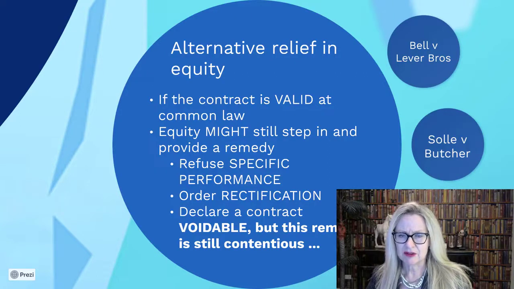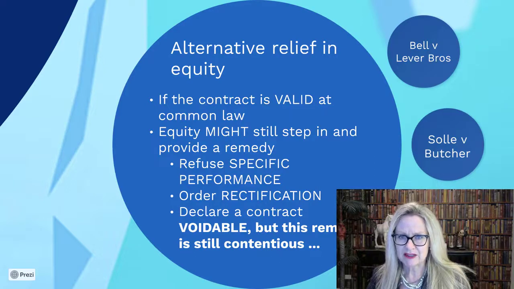There are, as I said, remedies available: refusal of specific performance or possibly rectification. The main litigation has been around plaintiffs seeking rescission of a contract in equity, even though common law might potentially say that the contract should be valid. And here there has been an ebb and flow in the case law that has left us in a bit of a pickle, because so far as Australia is concerned, we don't have any clear authority on this issue yet.